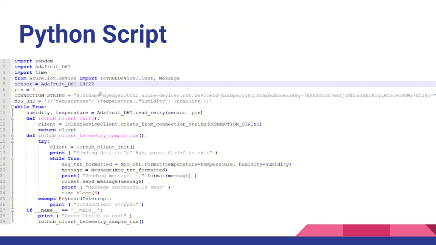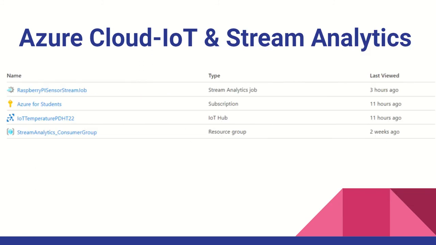here is the host name, and we connect the device ID, Raspberry Pi, and we need the primary key here. After we run the Python script, the data is sent to Azure Cloud, IoT Hub, and the Stream Analytics. Now we show the details.